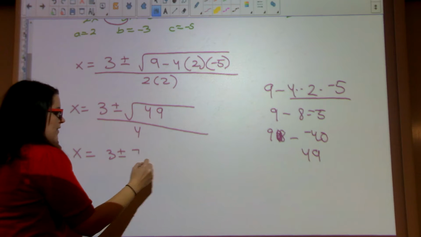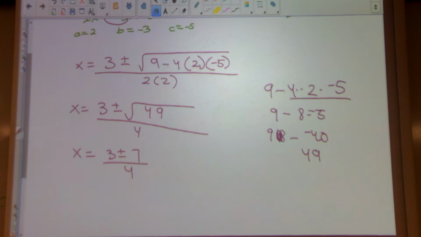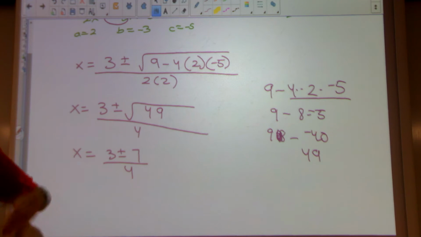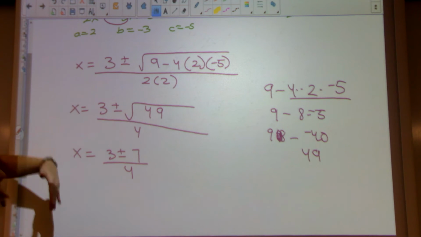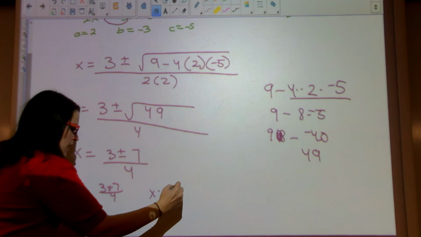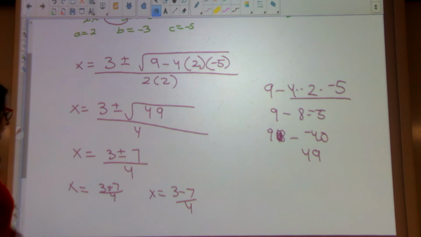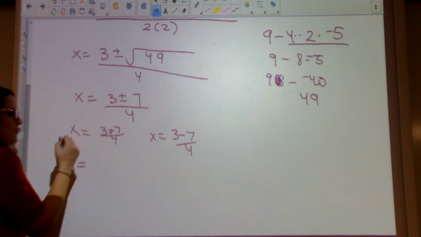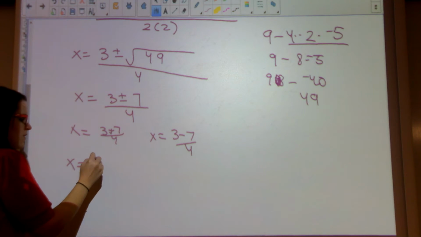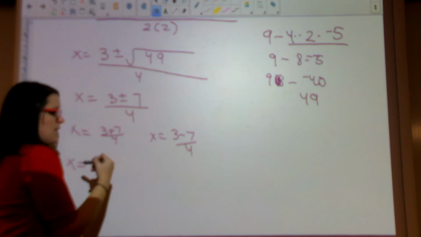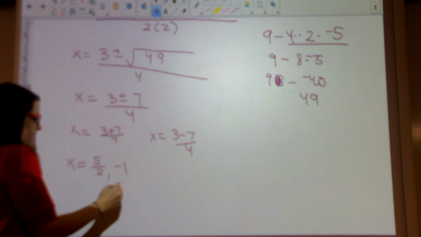7. So this is really two answers. I can go ahead and take the square root. By the way, I see a lot of people that really don't understand what they're doing. When I take the square root, it's gone, right? A lot of people keep writing the square root. When you take it, what number times itself gives you 49? That is the square root. So I have two answers here. I have 3 plus 7 over 4 and 3 minus 7 over 4. So here I have 10 over 4. What would that reduce to? 5 over 2. 3 minus 7 is negative 4, divided by 4 is negative 1.